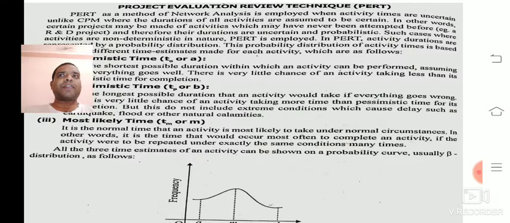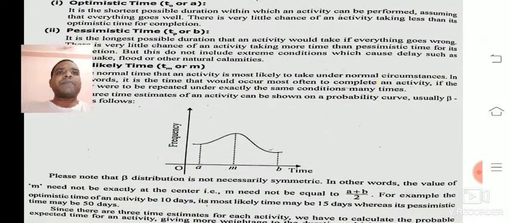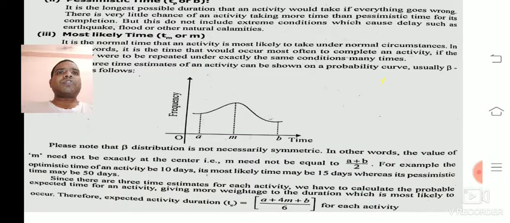For example, in an R&D project, there is no certain duration to complete that project because it is a huge project. So in that case we are going to use the Project Evaluation Review Technique. Now here there are three different types of times. The first one is optimistic time, the second one is pessimistic time, and the third one is most likely time.